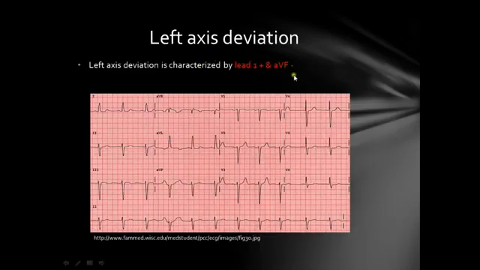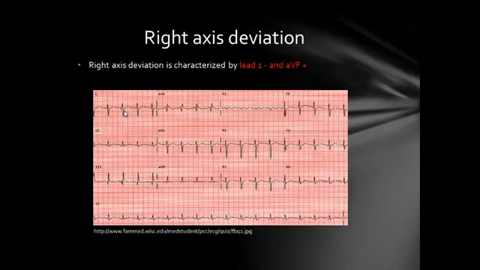Left axis deviation means lead 1 is positive right here, AVF is negative. Lead 1 is positive and AVF is negative, and this means that the left ventricle is working more than the right ventricle, and you've got lots of causes. Right axis deviation means that the AVF is positive and lead 1 is negative, and this means that the right ventricle is working more than the left ventricle.